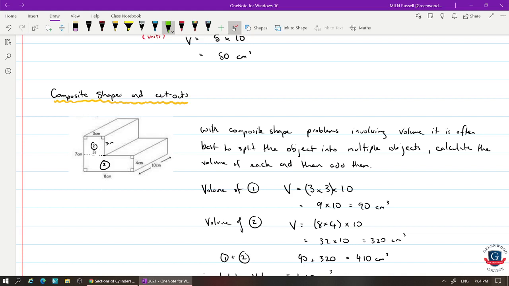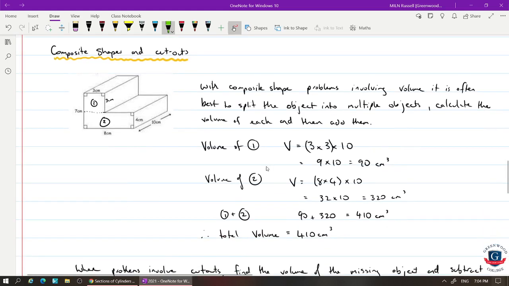So we've got a top rectangular prism and a bottom rectangular prism, and we're going to add them together. To make my working neat, I numbered the top prism 1, the bottom prism 2, put a divider between them, and then worked out the volume of each. So 3 times 3 gives me the front face, or the cross-sectional area, multiply that by the depth, that gives me 90 centimeters cubed. 3 times 3 is 9, times 10 is 90. Then for the bottom shape, 8 times 4 gives me the front, 8 fours are 32, multiply 32 by 10, gives me 320.